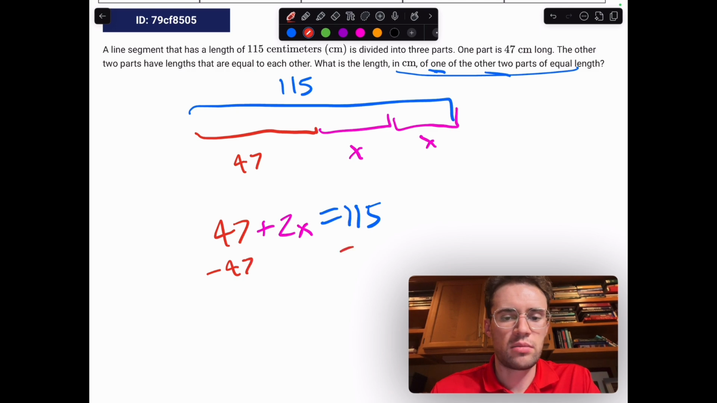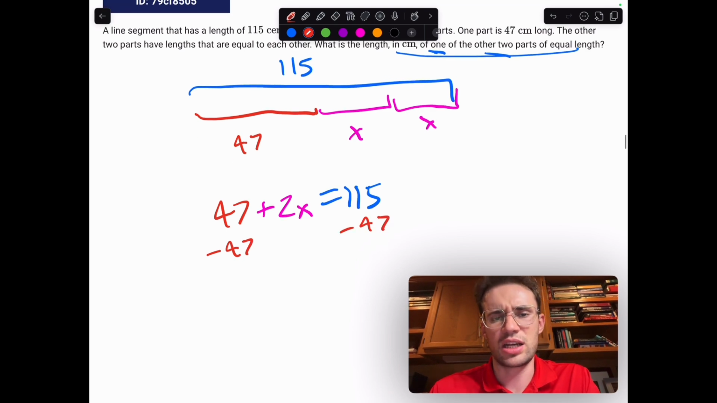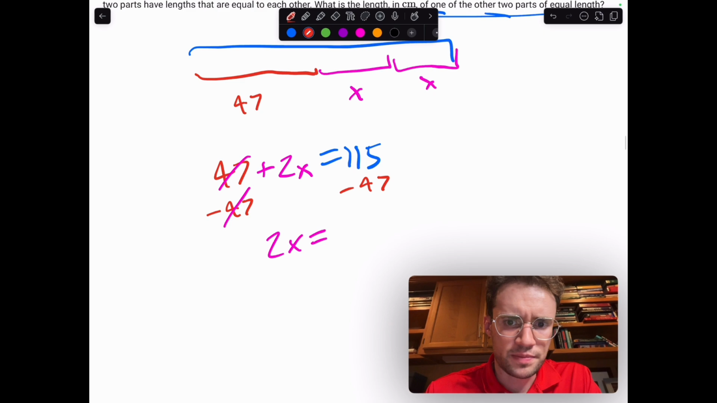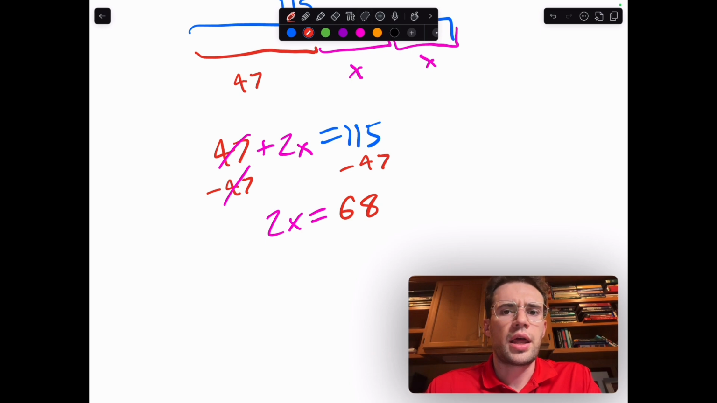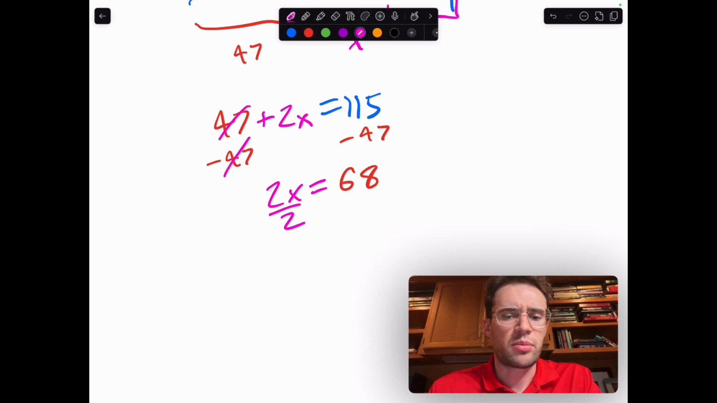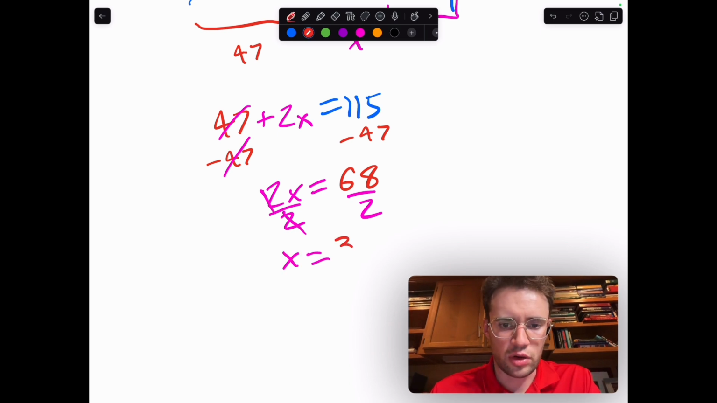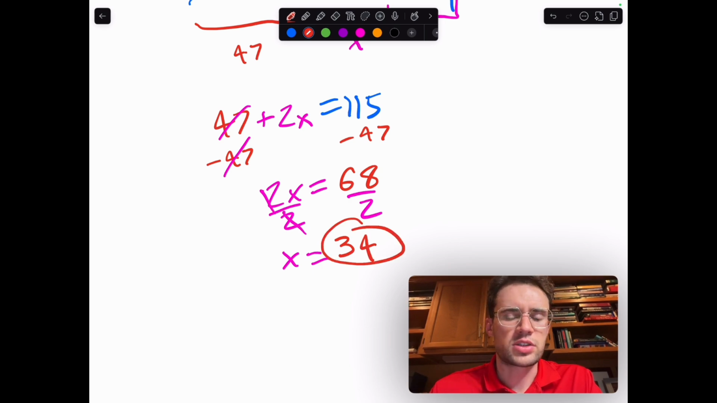Minus 47, minus 47. This really could have been in the easy section, I guess, just because you have to set it up yourself. It makes it a little trickier. But that would be 2x is equal to 115 minus 47, which would be 68? And then to get x alone, you just divide both sides by 2. Right? We have 2 times x divided by 2 is just x. And then 68 divided by 2 would give us 34. All right, so that's 34.